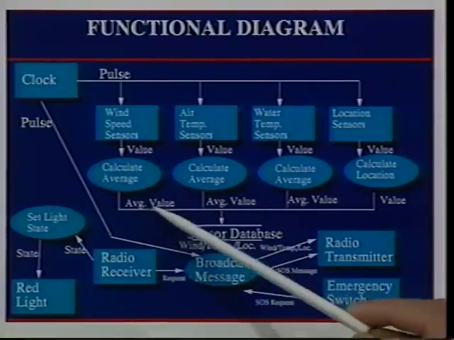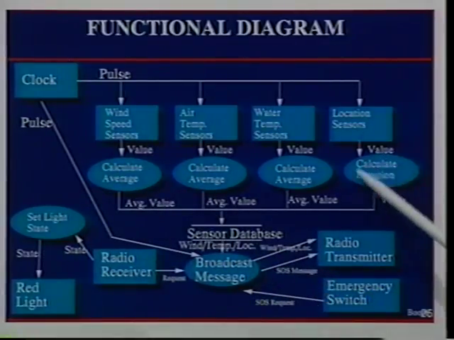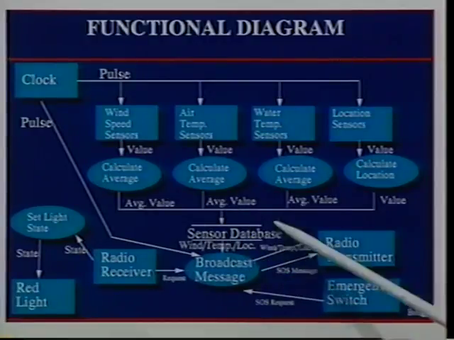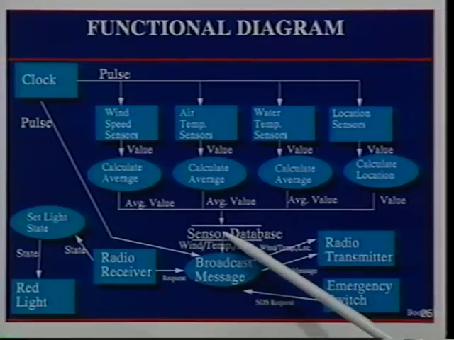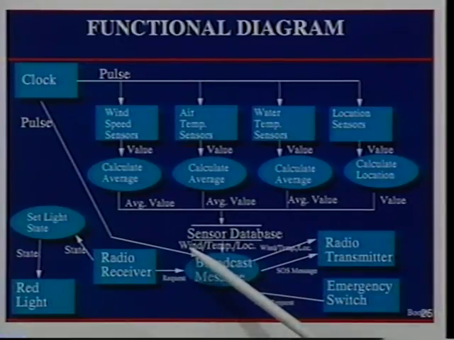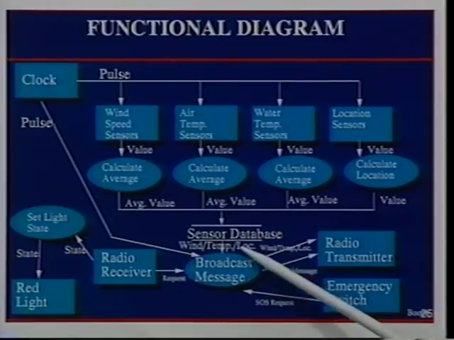So now these take the average values, whereas for the location we just calculate the location and throw everything into the sensor database. In the traditional model, this is shown by these two lines, and the sensor database spits out the data of wind speed, the temperature information, that is air temperature and water temperature, and the location information.